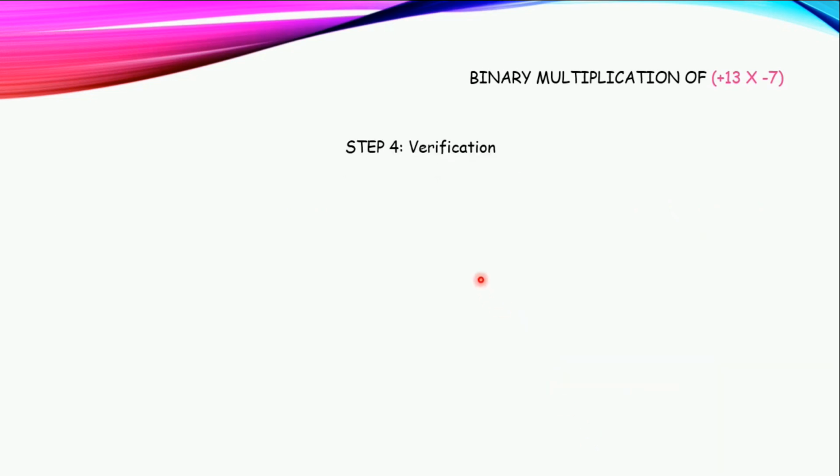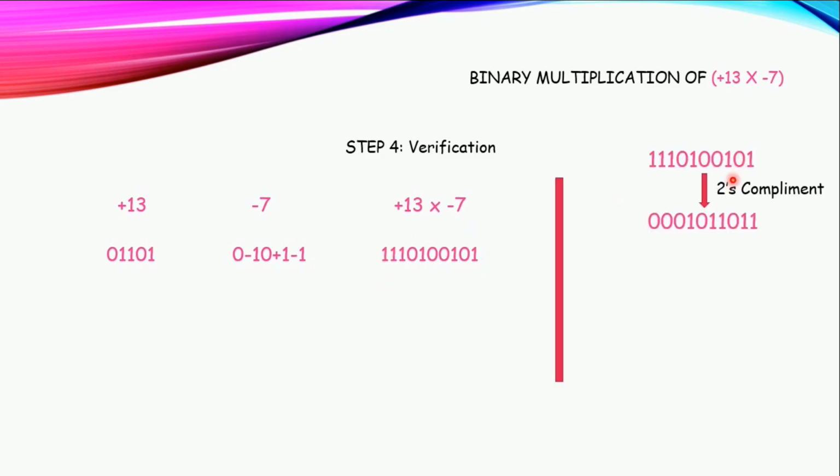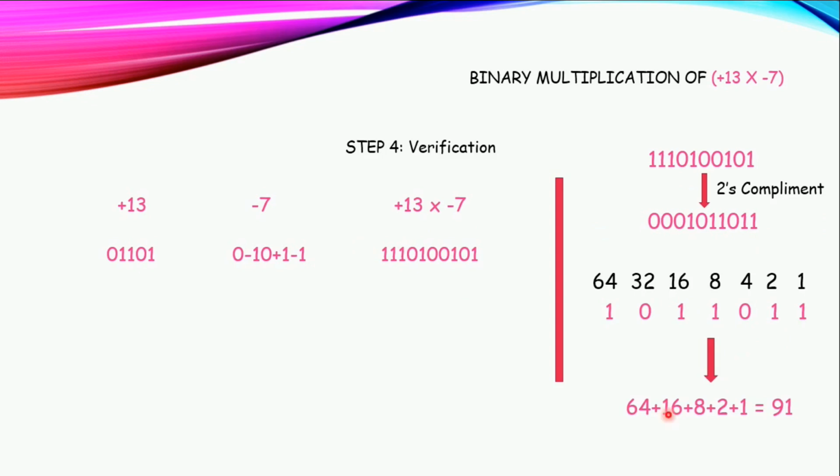In the final step, I have to verify whether my output is correct or not. This was my multiplicand, and this was my recoded multiplier. After multiplying, I got this product. My product is a negative number; by seeing the MSB itself, we can conclude that. In order to verify, I need to find the place value of the positive number. So I first take the 2's complement to get the positive value of this corresponding product. I'm finding the place value now. It is 91. So my product is minus 91.